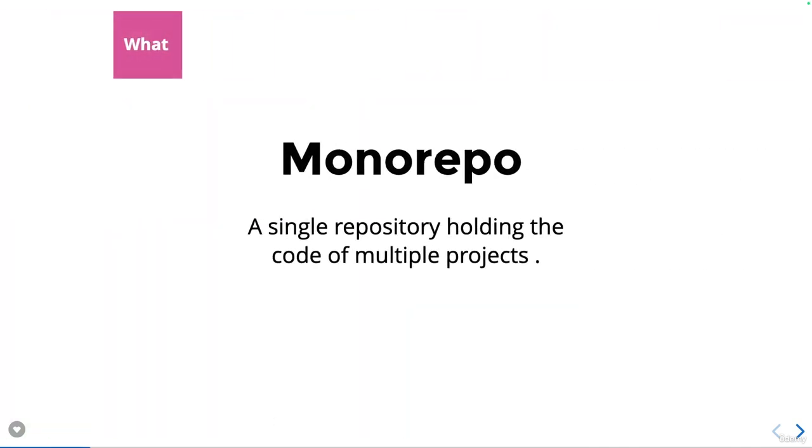So a monorepo is like a single version controlled repository holding the code of multiple projects. Right? It contains the shared dependencies and it is used to share across different projects. It has a unified build, testing and deployment workflow. A single source of truth for collaboration. That means if you have multiple teams and if you have a monorepo, then they can collaborate on the same platform.